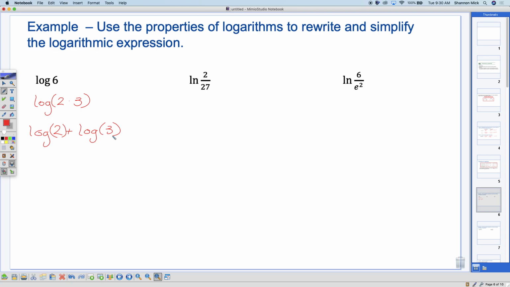Yeah. Okay, so natural log of 2 divided by 27. 2 minus 27. Okay, so I have natural log of 2 minus the natural log of 27. Okay, we took care of the quotient. Are all numbers prime? No.